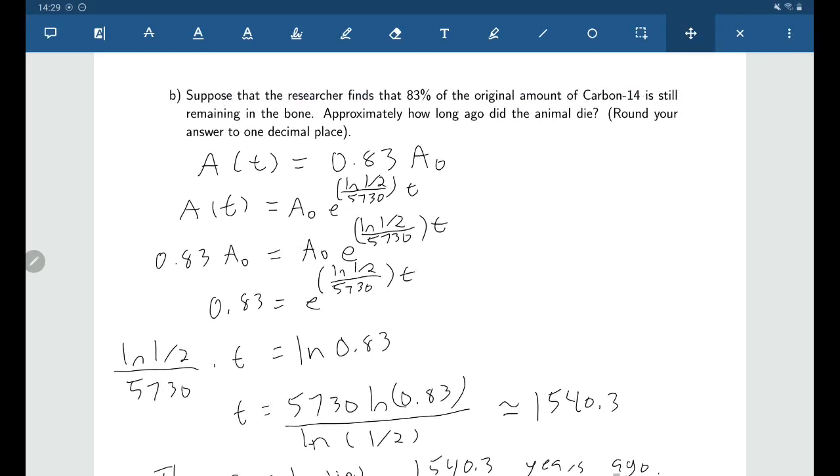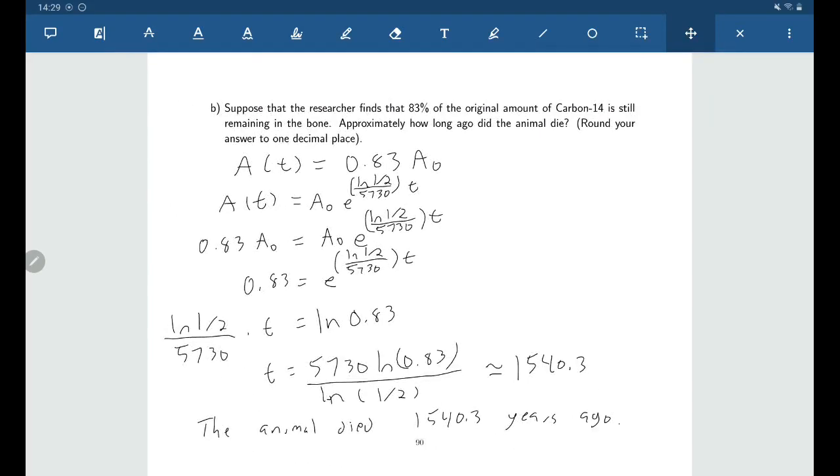And that answer again seems reasonable, because since we have almost all of our original carbon-14, 83% of it, we couldn't have passed the half-life of 5,730 years. If we were past that, we would have half the original amount at that point. Since we have more than half the original amount, it's been less than the half-life. It's been less than those 5,730 years. So 1,540.3 seems at least reasonable, and there we go.